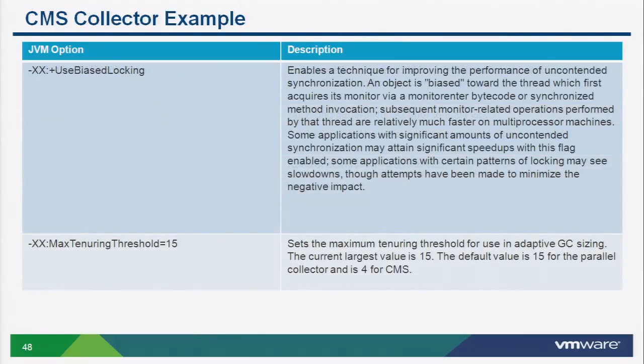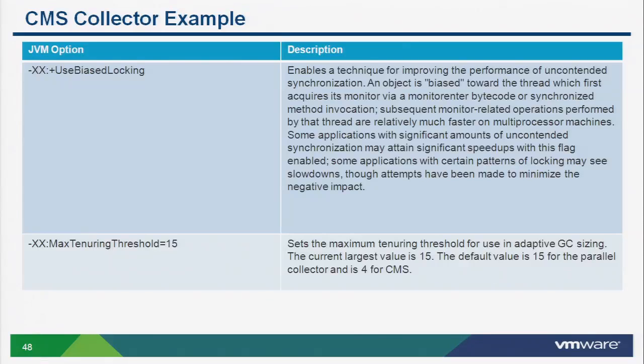Target survivor ratio, we talked about that. Use bias locking. So this can, if an application doesn't have high level of contention, then it can benefit from using this flag. But if it does, if there's a lot of synchronization, then it may not benefit. This biases towards the initial lock monitor owner.